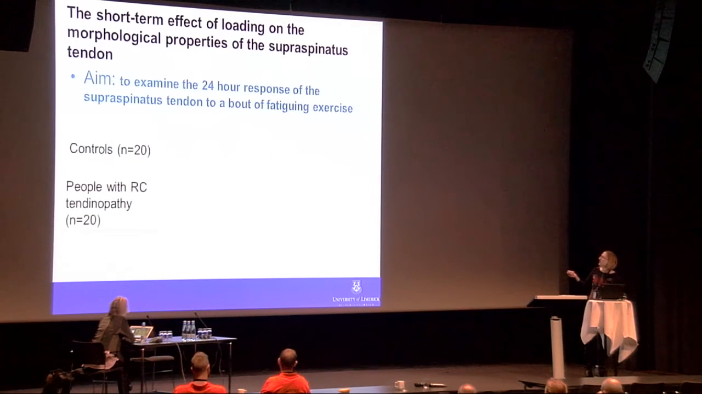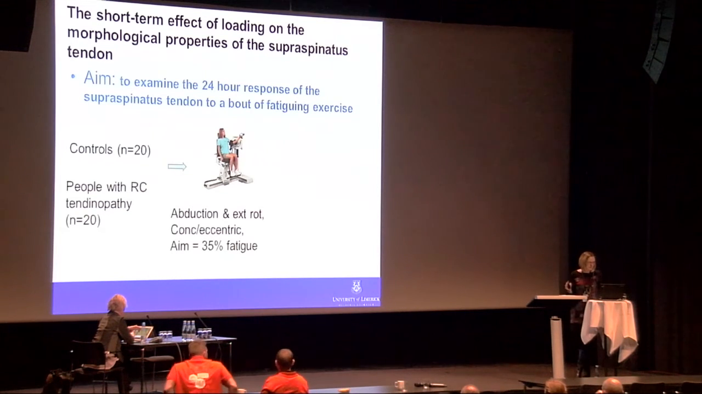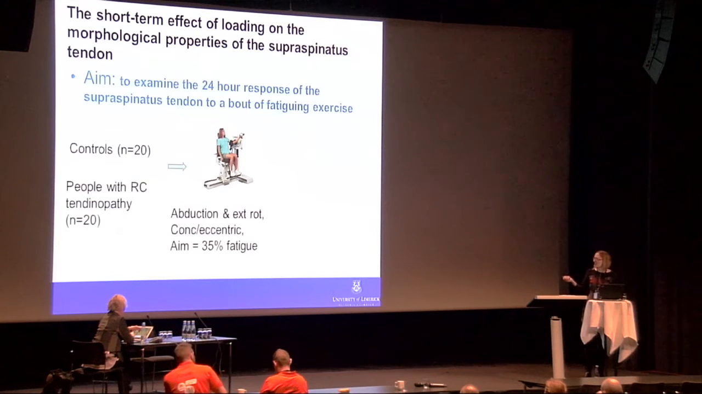So the aim was to look at the 24-hour response of the supraspinatus tendon to a bout of fatiguing exercise. We took 20 controls, 20 people with rotator cuff tendinopathy. We used a Biodex machine to give us a very clean, reproducible, fatiguing protocol. We used a combination of abduction and external rotation movements. We used both concentric and eccentric movements. The protocol was based a little bit on one that had been designed by Jean-Sébastien Roy in Quebec for a previous study, so we adapted that protocol.